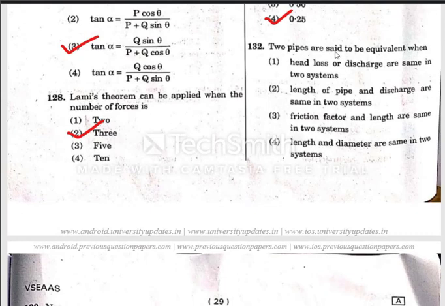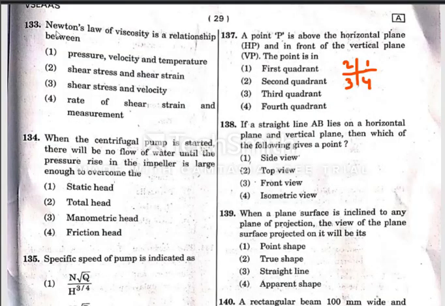And the next question, two pipes are said to be equivalent when head loss or discharge are same in two pipes. When head loss or discharge are same in two systems, this is said to be equivalent pipes. So option 1 is the correct answer for this question.